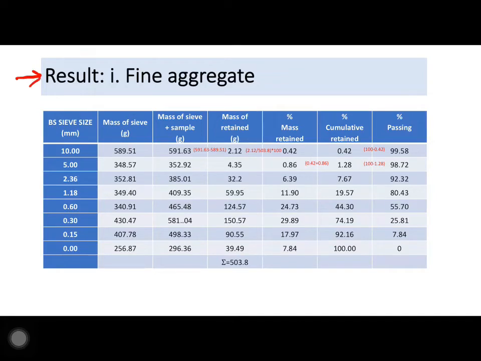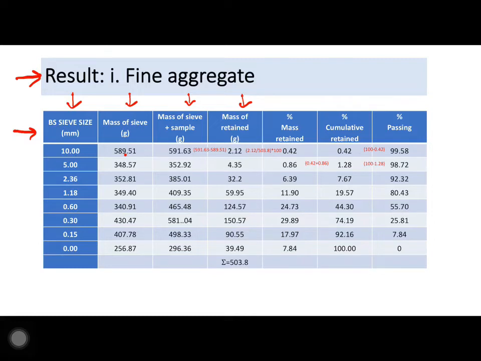Next is the result of the sieve analysis for the fine aggregate. So here this is the tabulated data from the experiment. So first column is about the sieve size and second one is the mass of the sieve, and here mass of sieve plus sample. Then how to determine the mass retained? So you can subtract the mass of sieve plus specimen minus mass of sieve. Okay, so you need to do for the rest of the data.